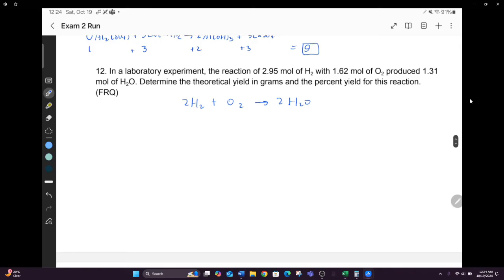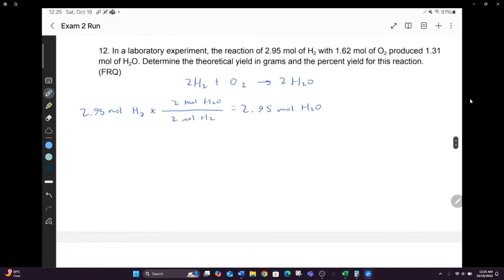What we're going to do now is dimensional analysis to move from H2 to H2O and O2 to H2O. So 2.95 moles of H2 times, we have 2 moles of H2, oops, my bad, converts to 2 moles of H2O. We do that conversion and we get 2.95 moles of H2O. Again, it's basically just multiplied by 1.